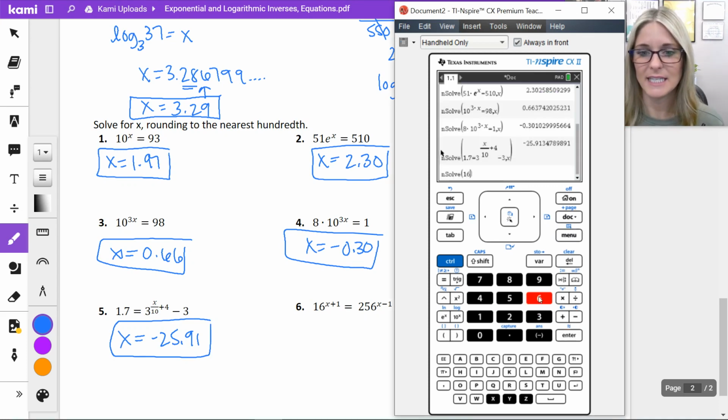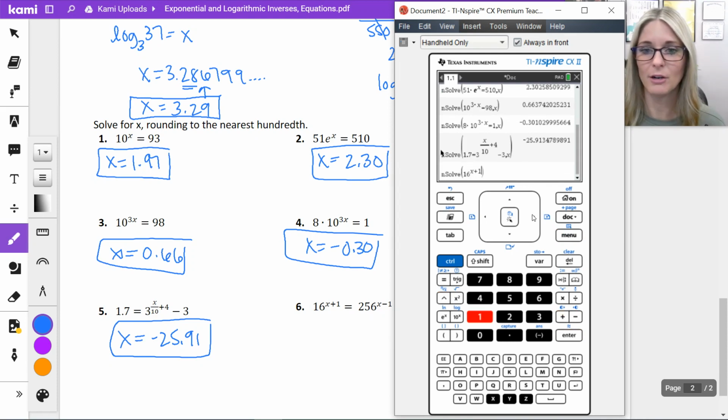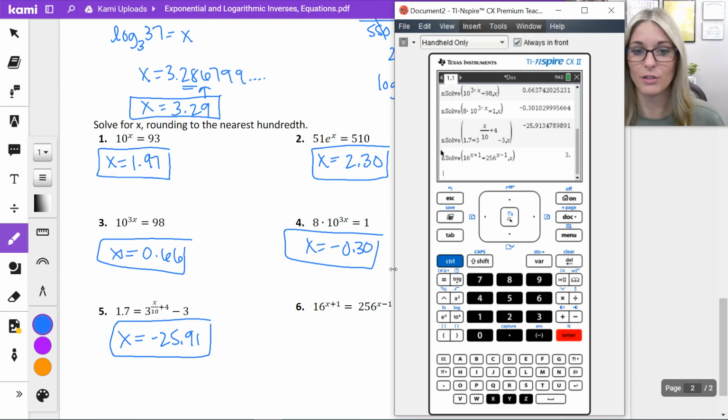We have 16 raised to the x plus 1. Arrow out of the exponent so we can do equals 256 raised to the x minus 1. So we're asking ourselves, what would the x have to be? And the x would have to be the same number in the exponent, so both of these sides are equal to the same number. Don't forget to arrow over to get out of the exponent, comma, x, then enter, 3.